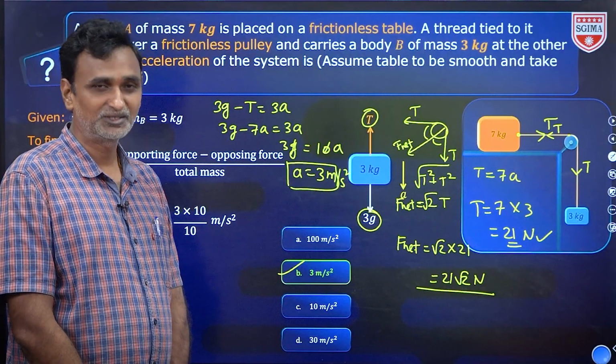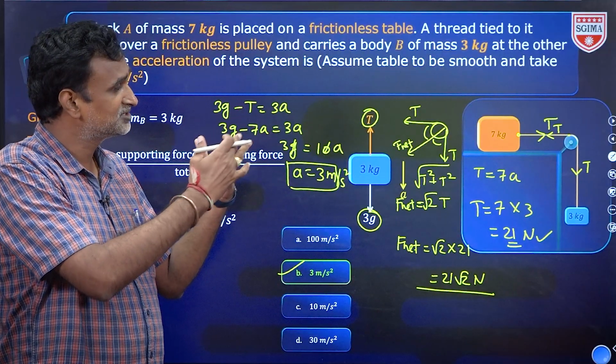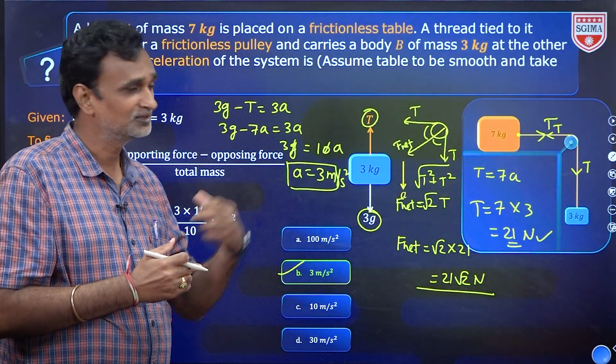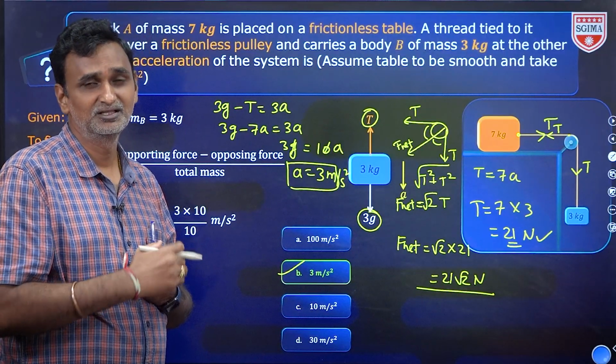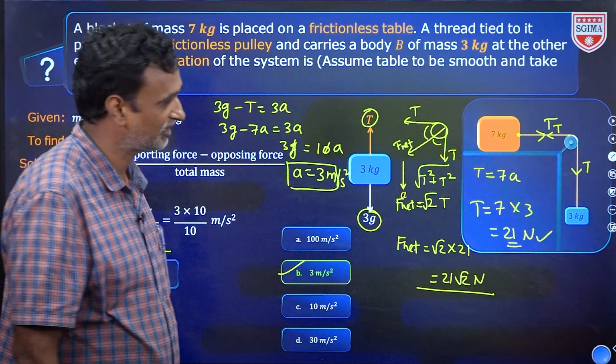an extension of the same question, like the pulling force, or with how much force the pulley can be pressed against the table. Okay? That pulley can be pressed against the table with how much force. We can solve it by using this concept, right?